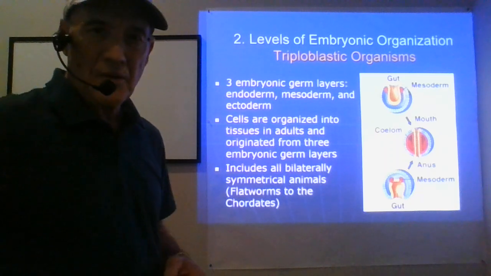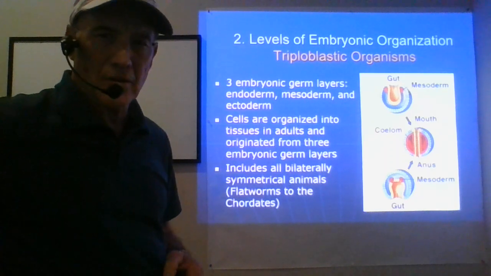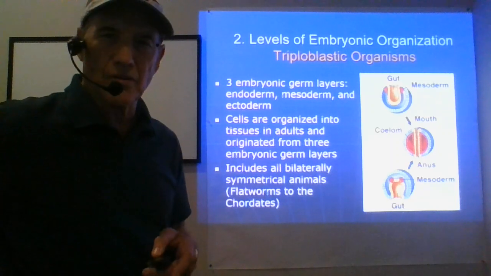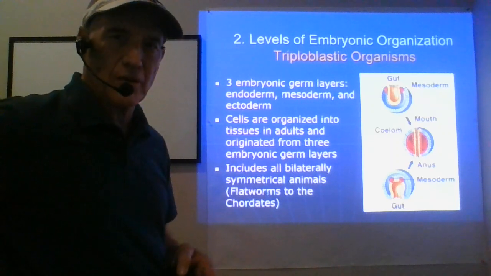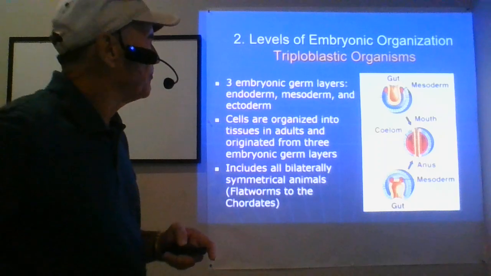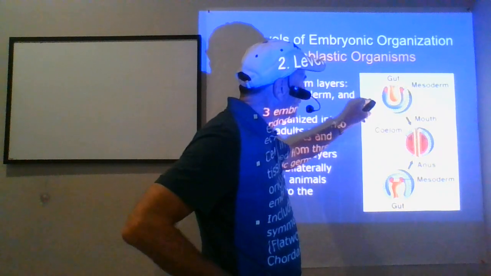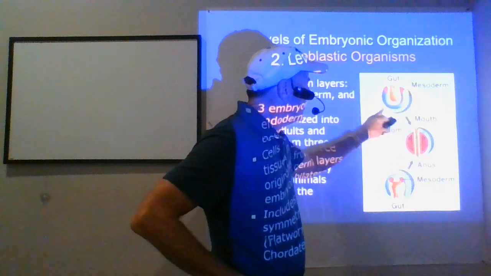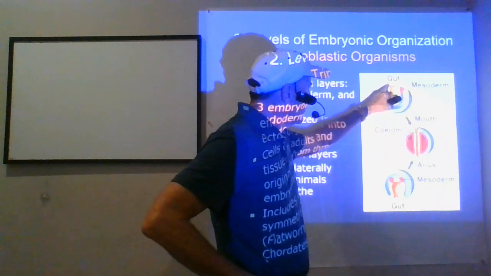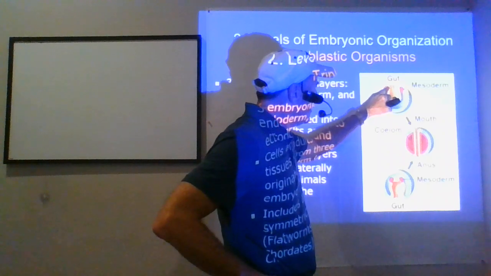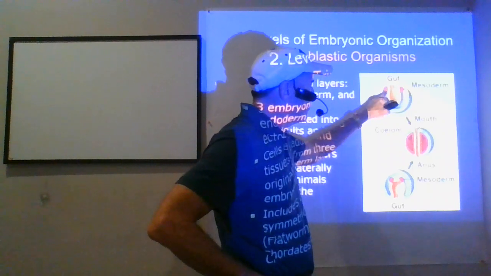So the Porifera are not considered either. They don't have these features, these embryonic germinative features. So here, if you look at this, here's our blastosphere. And we've got this, the ectodermic tissue, there's the endodermic tissue and mesodermic tissue.